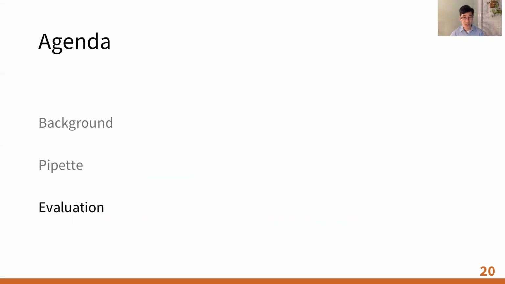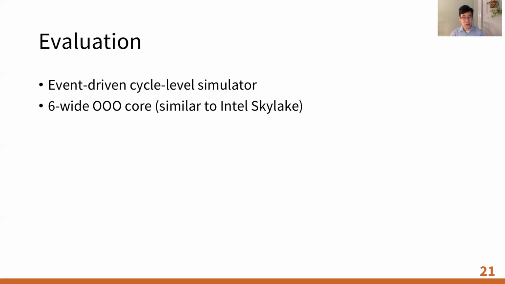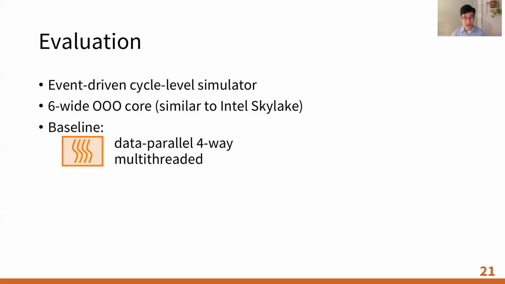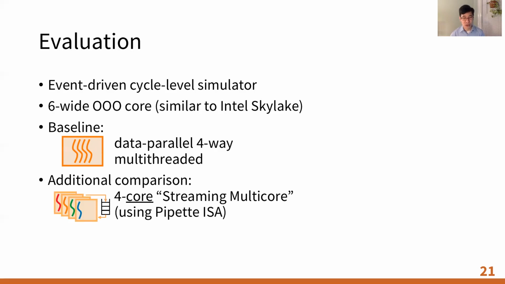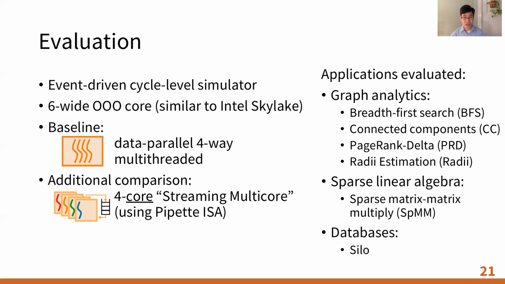Finally, let's move on to the evaluation. We use event-driven cycle-level simulation, and our core model is a 6-wide out-of-order core similar to Intel Skylake in size to accommodate our additional threads. Our baseline is a data parallel 4-way multi-threaded system, and for an additional comparison, we want to compare to a 4-core single-threaded streaming multi-core system. Because we want to measure the impact of load imbalance, we include Pipette's features, including reference accelerators, even though those are our contributions. We evaluate several applications, from graph analytics, sparse linear algebra, as well as databases.